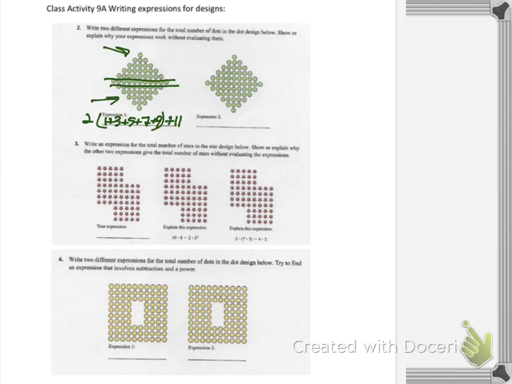Another way to do it is to look at it this way. I have 1, 2, 3, 4, 5, 6 rows, diagonal rows, that have 6 dots in them. So that's 6 times 6. And then I have another 5, 1, 2, 3, 4, 5, that have 5 dots. So I can add up that. Either way, I'll get the exact same number.